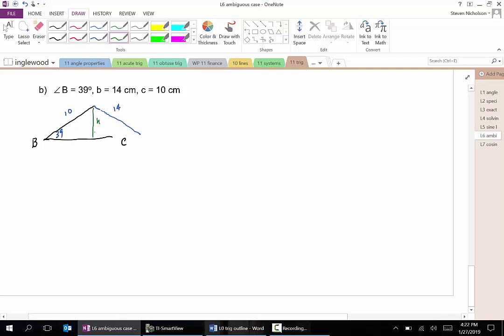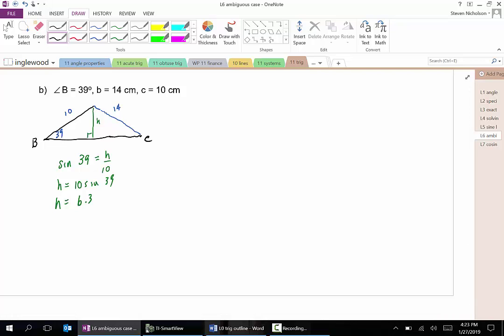So first thing we want to do is figure out the height, because if that blue line is equal to h, we only have one triangle. So sine of 39 is equal to h on 10. h is equal to 10 sine 39. h is equal to 6.3. Okay, so that's great. The height is 6.3. Therefore, this picture that I just drew, that's what it's going to look like. And as we just discovered, that's the only triangle that you can draw.